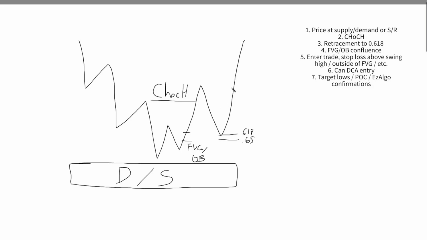Maybe you could target this high right here. Personally, I'd probably take at least half at this high, move stop to break even, and then let the rest ride, right? Let your runners run. But you could also take profit at a point of control. If you see there's a point of control on the volume profile right around here, then you might want to consider taking profit before you reach that high. Also, using easy algo confirmations is very, very helpful as well.